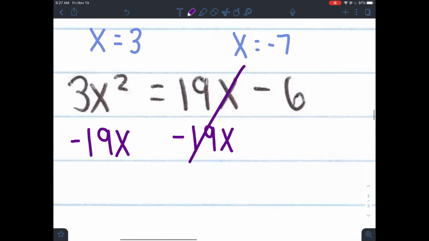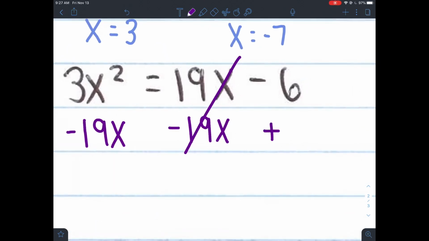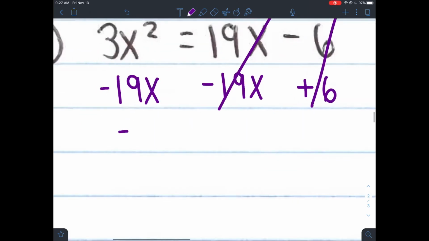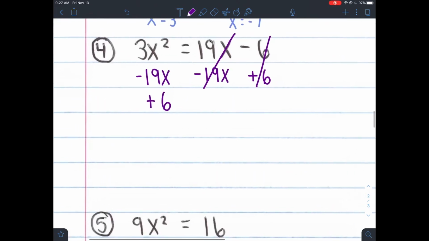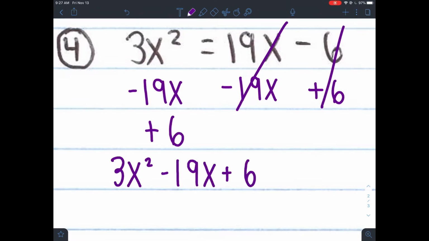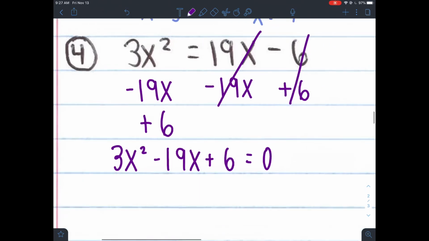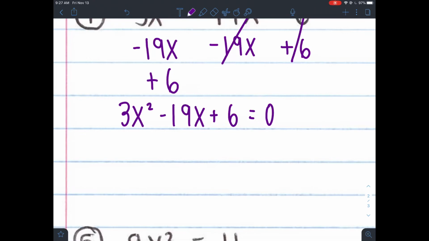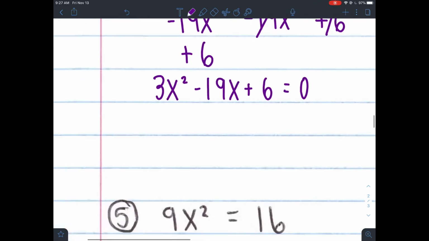So that will become 0. And I'm also going to add 6 to both sides to make this 0 as well. So I'm going to add 6 also. So I end up with 3x squared minus 19x plus 6 equals 0. Now you could have done two separate steps to get here, but I just went ahead and did them both in one step. It's allowed as long as your math balances out on each side.